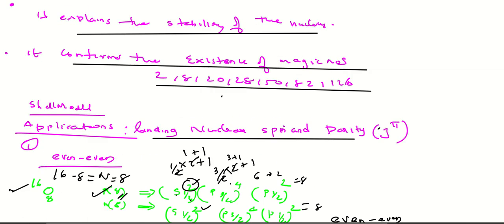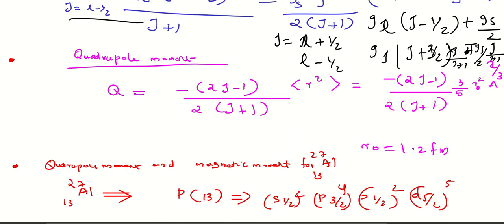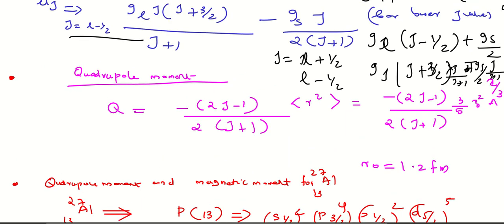Next, we have to study the quadrupole moment. The quadrupole moment formula is Q is equal to minus of 2J minus 1 divided by 2 into J plus 1 into expectation of r square, that's equal to minus of 2J minus 1 divided by 2 into J plus 1, 3 by 5 R naught square A raised to 2 by 3. So, this is the equation for the quadrupole moment. R naught is equal to 1.2 fermi. Okay.